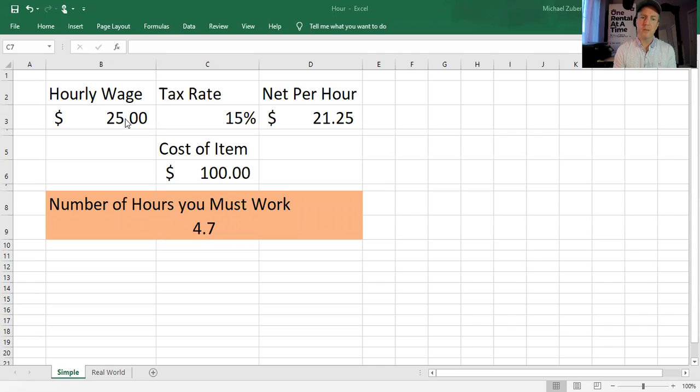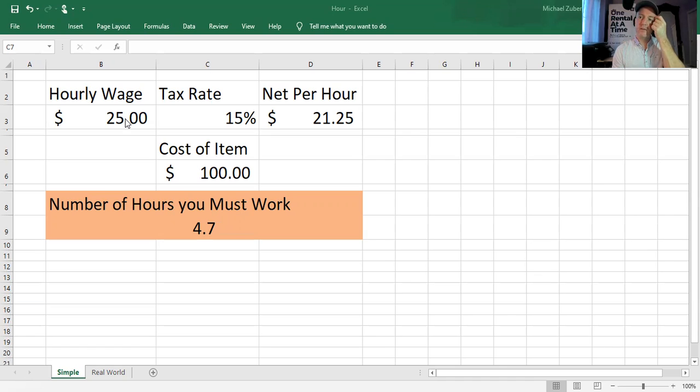$54,000 a year. Let's assume that there's a tax rate because, again, if you don't know, you don't have access to your entire hourly wage. Some of that goes to taxes. So in this case, we assume that taxes were 15%. Hence, every hour you worked, you actually got $21.25 that you can buy stuff with.